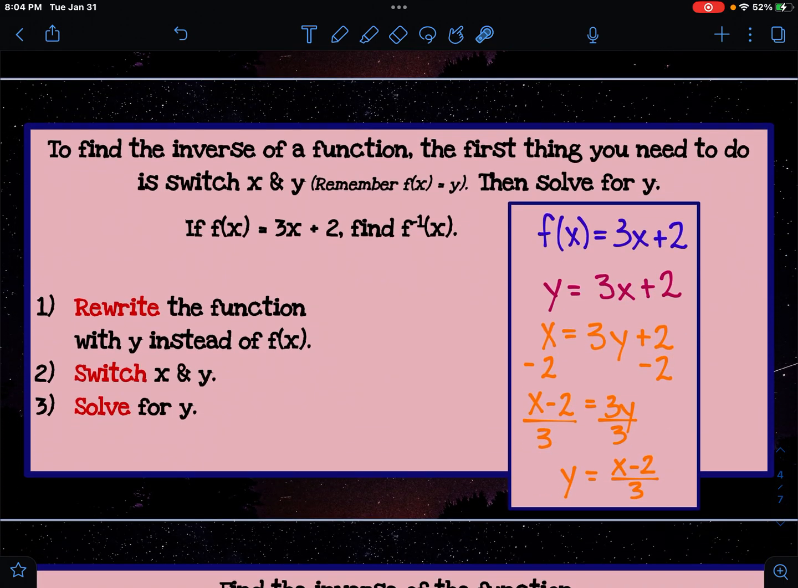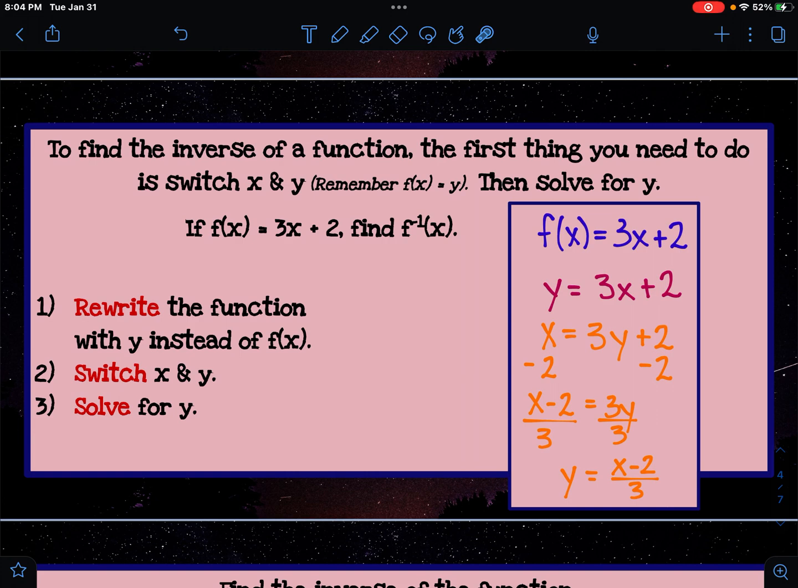Now we need to know how to find an inverse algebraically. So to find the inverse of a function, the first thing you need to do is what we just did on that last slide, and you need to switch x and y. Always remember that f of x is the same thing as y. So what you're going to do is switch x and y and then solve for y to get y by itself. There's a few steps. Most of the time you'll be given something in function notation, which is going to be an f of x or a g of x.